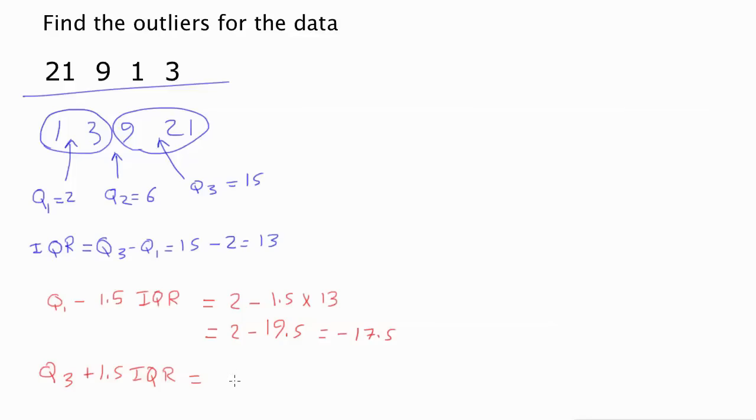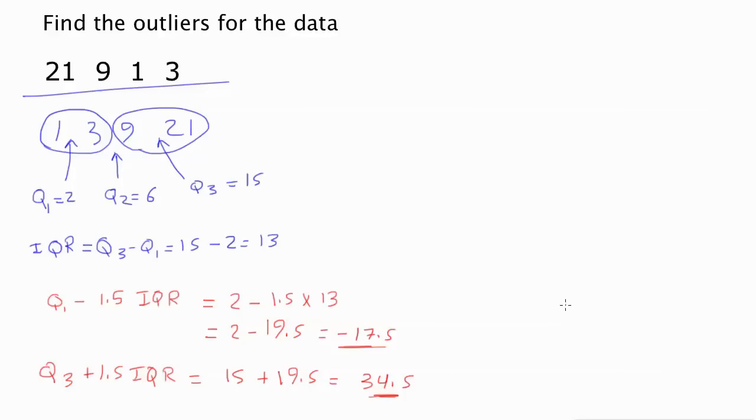Okay, the upper fence is Q3 plus 1.5 IQR. In this case, Q3 is 15 plus 1.5 IQR, which we just got, 19.5. So that will give me 34.5. Okay, so the lower fence is minus 17.5, and the upper fence is 34.5. By the way, these are not the outliers. These are the lower and upper fences that will help me decide what the outliers are.